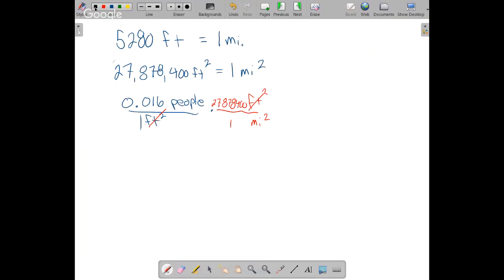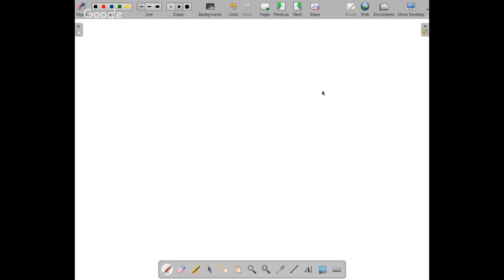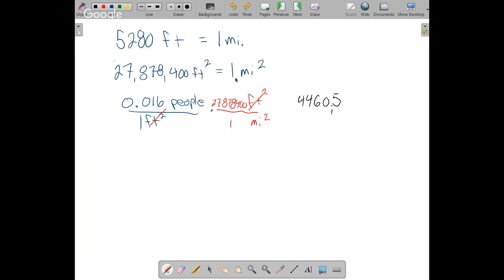So new number is 446,054.4. That decimal point does not belong there. How's my eraser work? It's not the eraser. Oh, no. Undo. Whew. Do I have a little eraser? Let's try that one. That's better. All right, 54.4, and that is people per square mile in this case. Or mile squared, whichever you prefer.